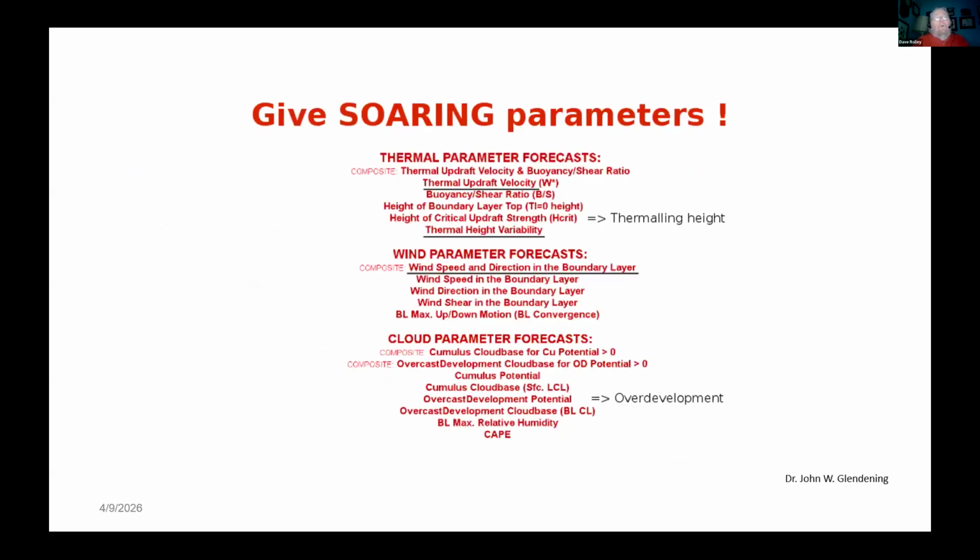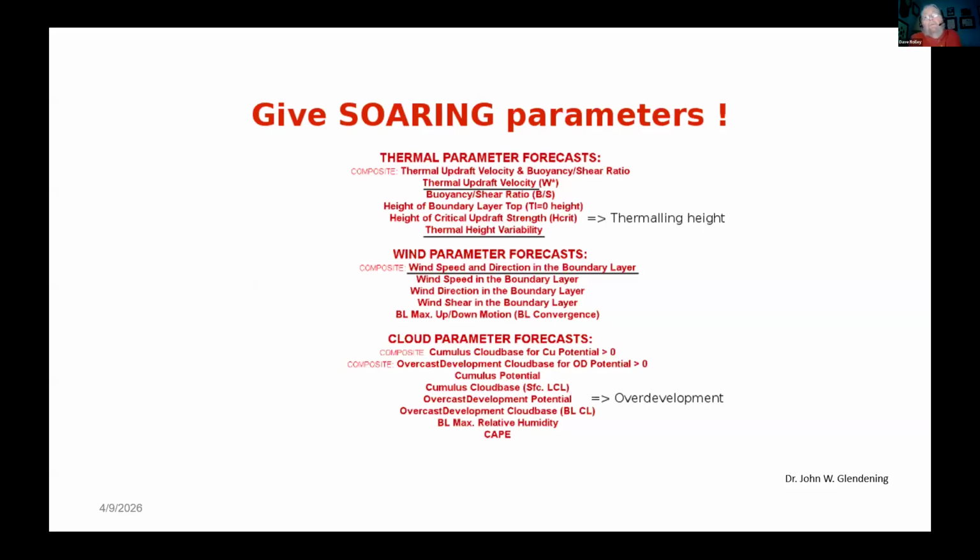When we look at soaring parameters, here's a list of some of the parameters that Dr. Jack started with. So thermal updraft velocity, buoyancy shear ratio, which is actually a composite of several things. You can go down through the list, but you can see the critical height, the top of the thermals, something that would develop overdevelopment.